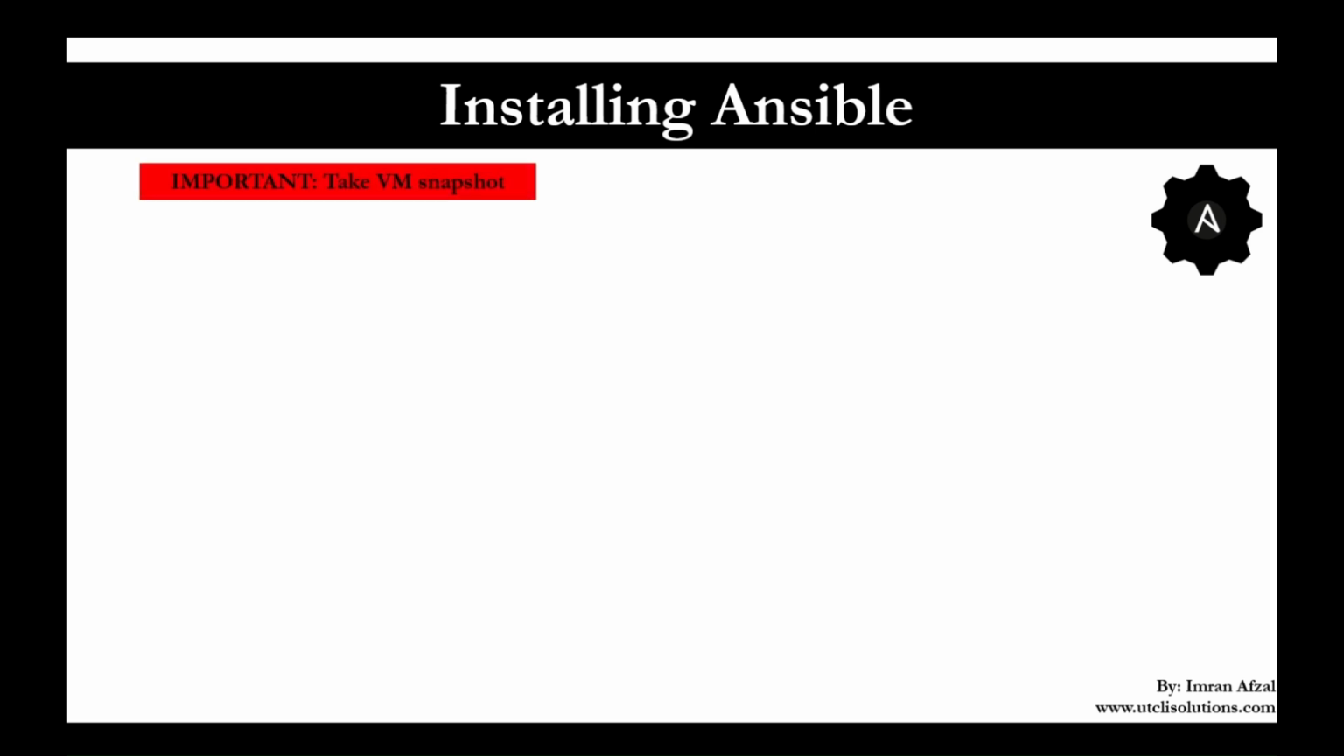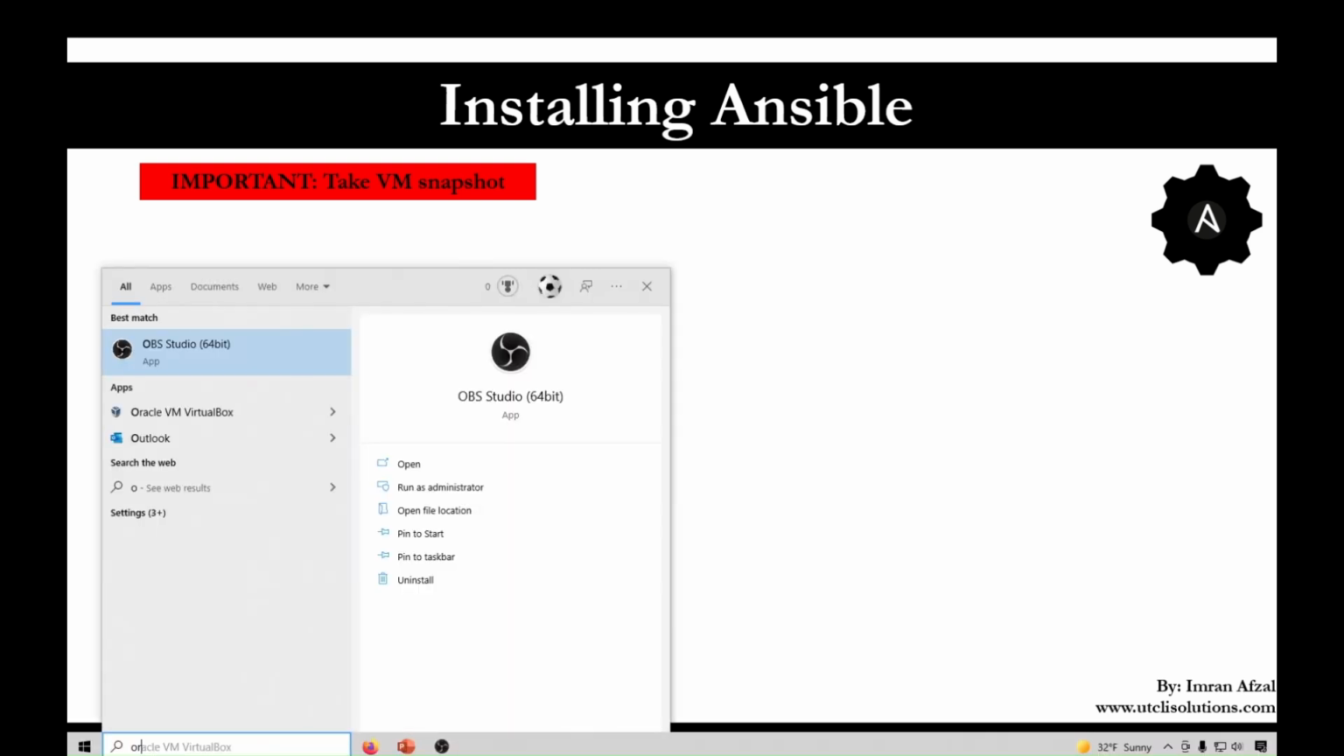One important thing before you install Ansible is that I want you to take a VM snapshot. This will allow you to revert back to the VM's original state from when you took the snapshot, in case you make a mistake or some kind of misconfiguration on your Linux operating system. All right, so go to Oracle VirtualBox.